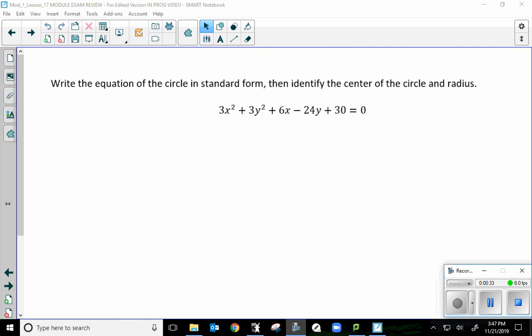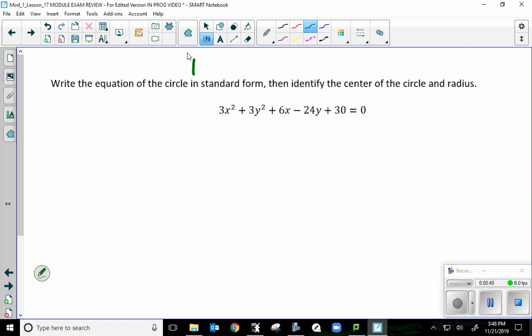Write the equation of a circle in standard form, then identify the center of the circle and the radius. So I see 3 tasks here. One is I need the equation of the circle in standard form. After that, I need to identify the center of the circle and the radius. 2 and 3 can be accomplished simply by doing the first task, which is finding the equation of a circle. So let's see what they give me here.